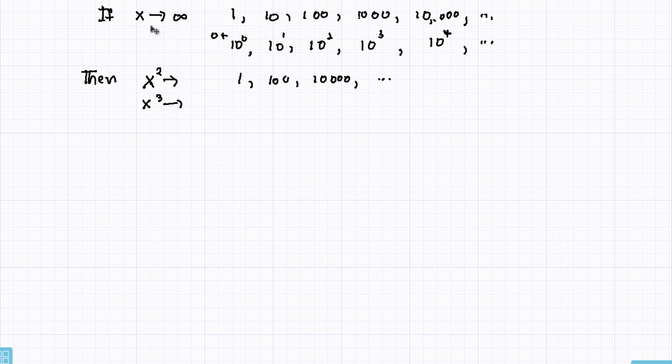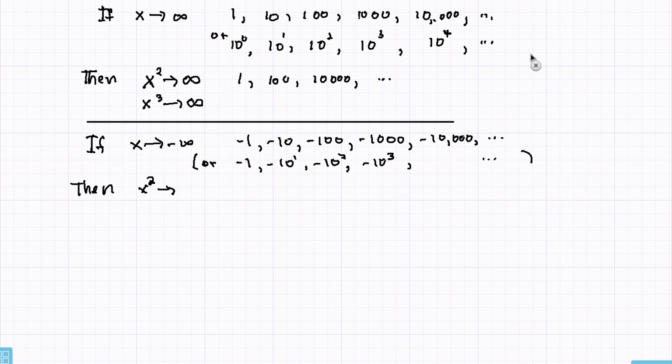Let's start simple. Suppose that we know x is going to infinity. Here's such a list up here, or I'm writing the same list using powers of 10. This shouldn't catch you too much by surprise. If x is going to infinity, what's x squared going to go to? Well, I don't really need to go much further. Infinity. X cubed is going to be going to infinity even faster.